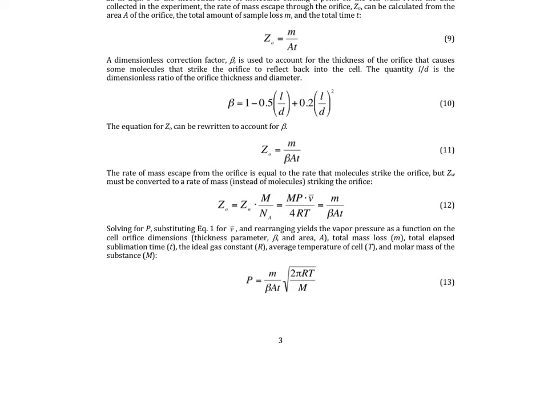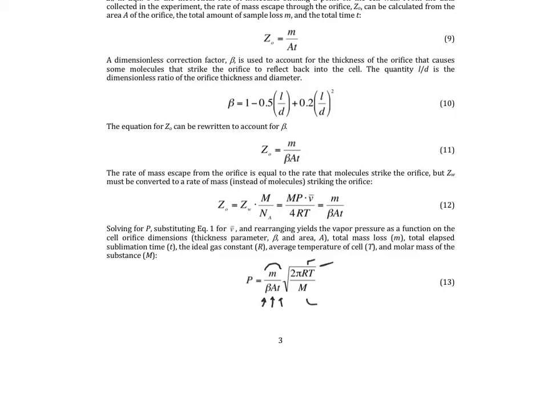Equation 13 allows us to calculate the vapor pressure of a substance by the experiment where we determine the mass loss of a compound. That's this little m symbol here. This is related to this beta term here. I'll talk about that in a second. The area of the pinhole, capital A, the time, how long we allow the experiment to take place, and then the ideal gas constant, the temperature, and the molar mass of the substance.